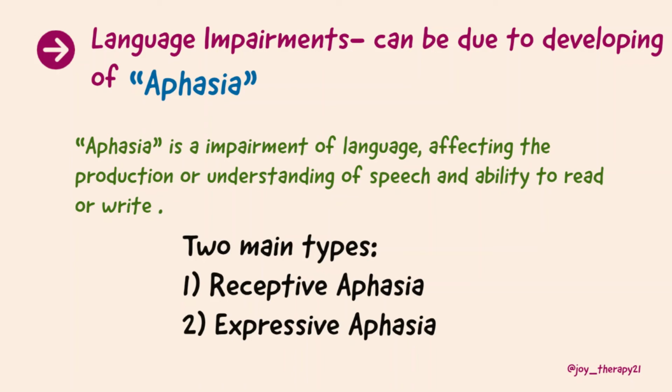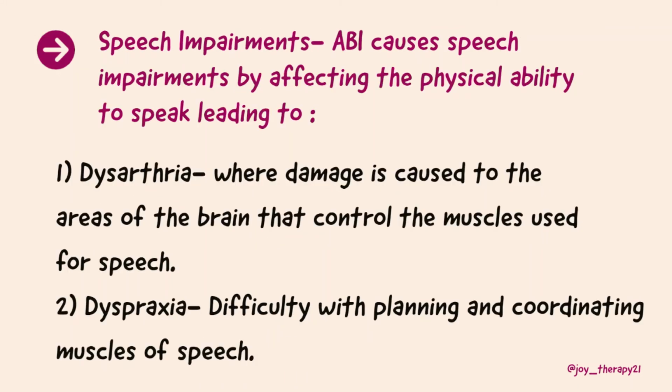Not only language difficulties, acquired brain injury secondary to meningitis can also cause communication problems by affecting the physical ability to speak, which can be due to dysarthria, where damage is caused to the areas of the brain that control the muscles used for speech, and dyspraxia, where the individual has difficulty in planning and coordinating the speech muscle movements. Other difficulties that lead to speech and language impairment would be cognitive difficulties such as difficulties with attention, concentration, memory, and executive functions.